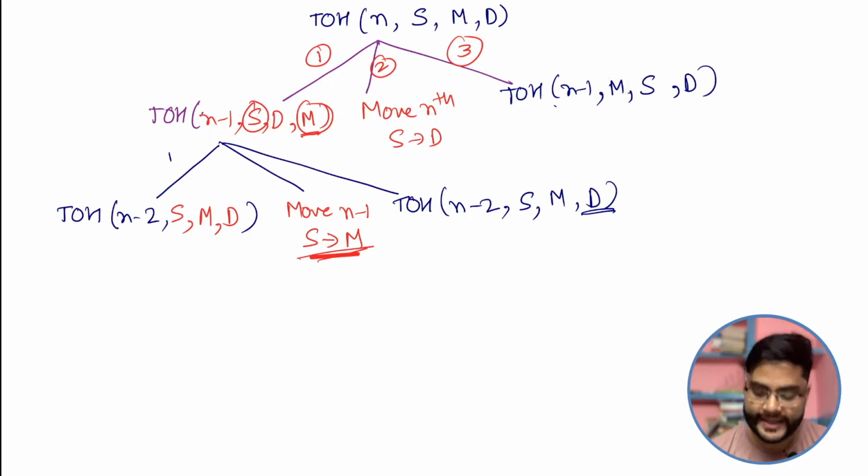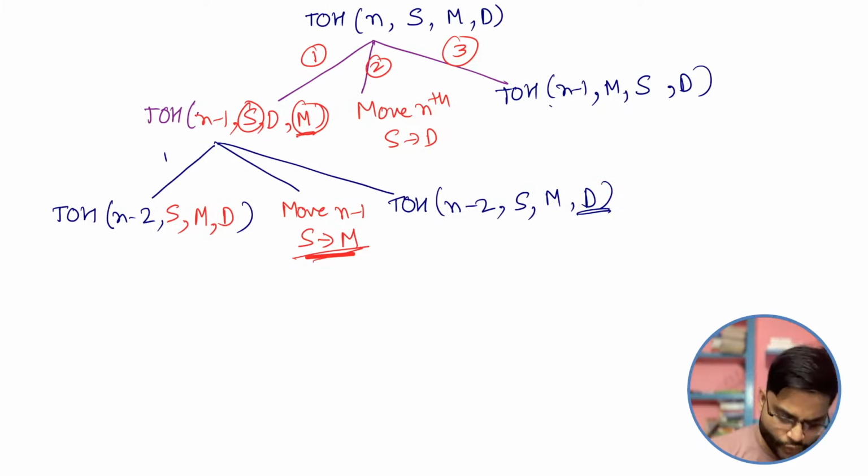In the previous call, my source was M and my middle was S. Now I will interchange them. My destination will remain the same. So in my first recursive call, my source will remain the same, and in the second recursive call, my destination will remain the same. Okay, so let's move further.